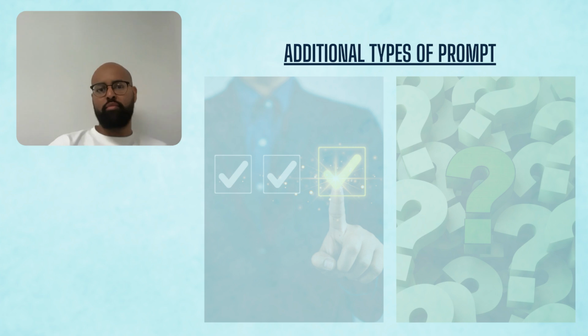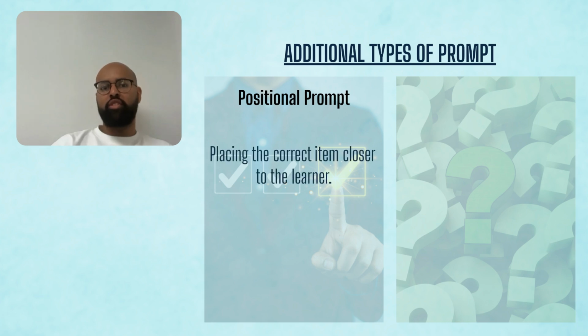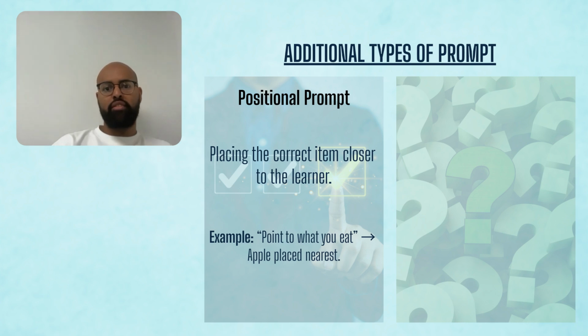Additional types of prompt. Positional prompts. This prompt is not shown in the chart, but is a useful form of prompting. These are prompts in which you place the targeted item slightly closer to the learner to support them in getting the right answer. Example: the teacher shows the learner 3 objects, a ball, a shoe, and an apple, and asks the learner, "Point to the one that you eat." The teacher places the apple closest to the learner, and the learner then points to the apple.